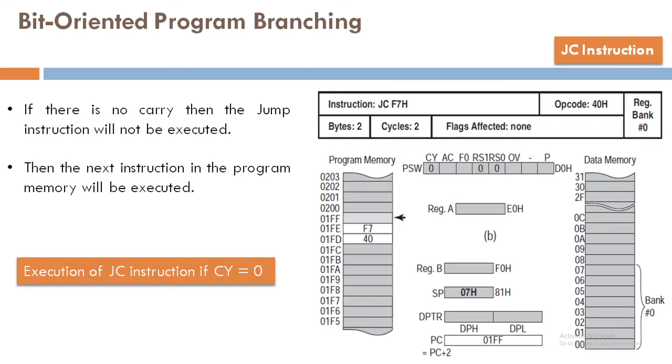Now, a bit oriented program branching here, the concept of JC 57, we have just discussed that. But in this case, if the carry flag is 0 in the PSW, then the condition fails and it will not execute the jump statement. Rather, it will move to the next location where we can find the next instruction.